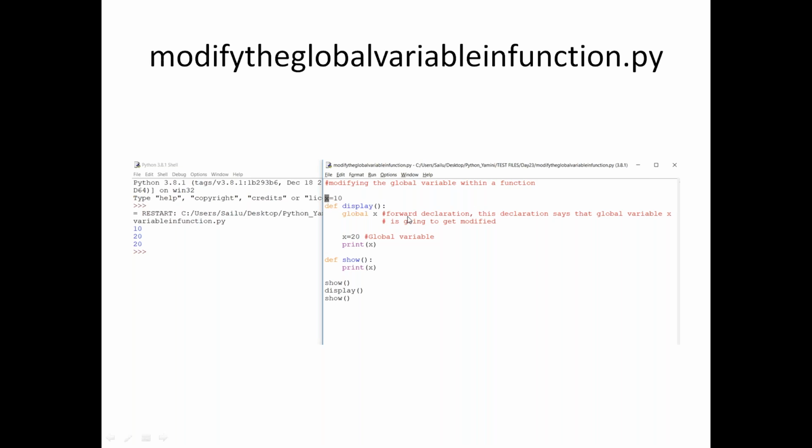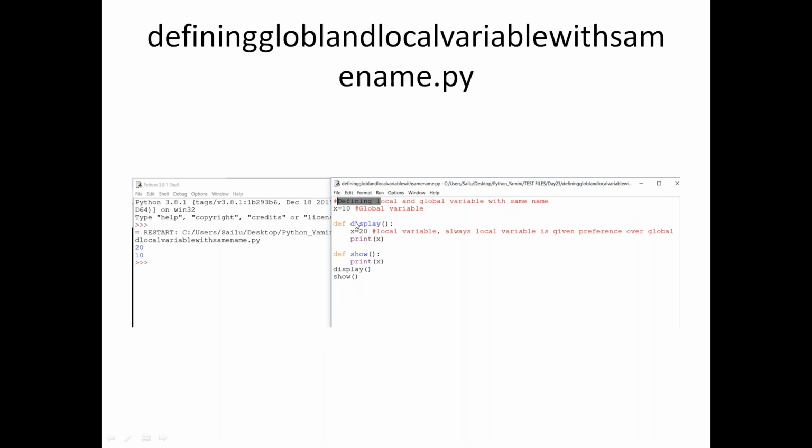So, modifying the global variable within the function. Can I modify it? I created a variable outside of the function like x equal to 10, but I want to give the influence of the global variable within the function only. Right now what is happening is x equal to 10 acts as the 10 value when it's outside of the function, and x equal to 20 acts as the x value within the function.